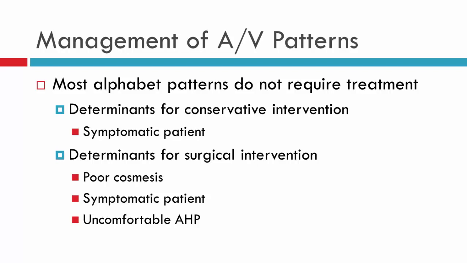So the determinants which will guide you as to whether to manage the patient for their AV pattern is firstly if the patient is symptomatic. Now we can go down the road of conservative management or surgical intervention. Often patients will require surgical intervention when the patient is symptomatic, there's poor cosmesis, or the patient requires an uncomfortable abnormal head posture to achieve BSV. In terms of conservative management, if the cosmesis is reasonable, it may be appropriate to try and manage symptoms without surgical intervention.